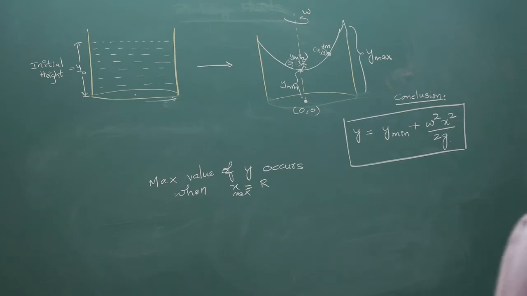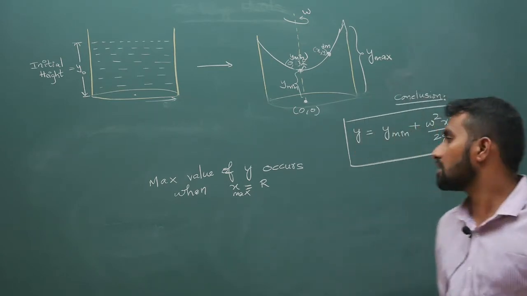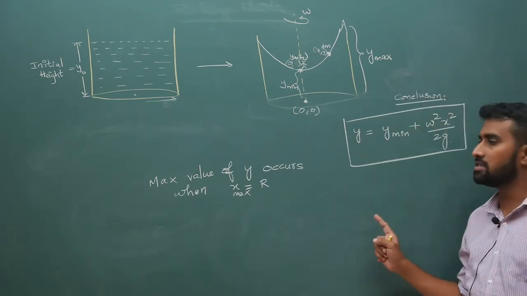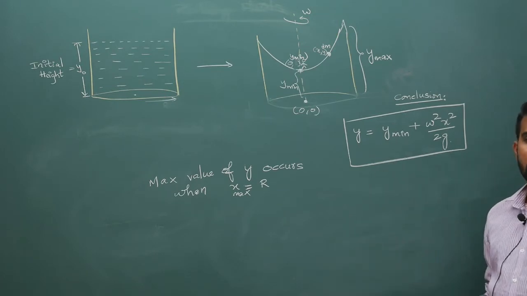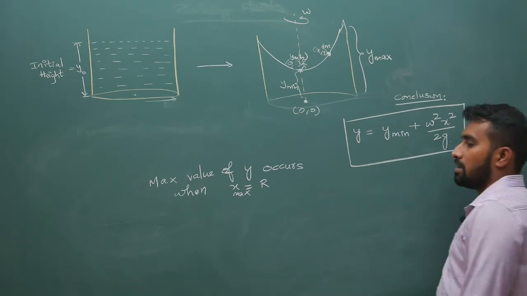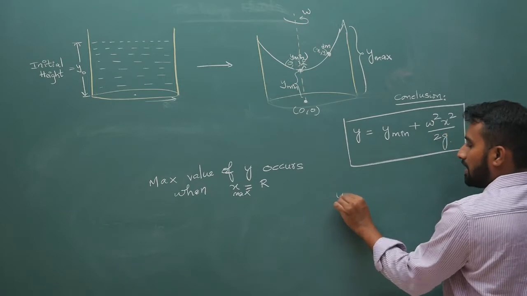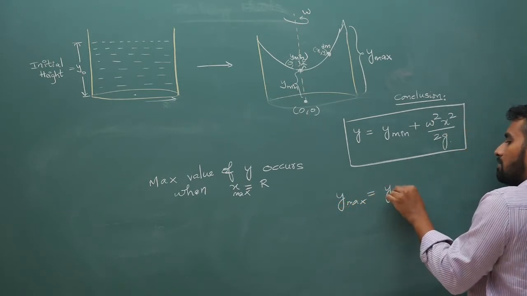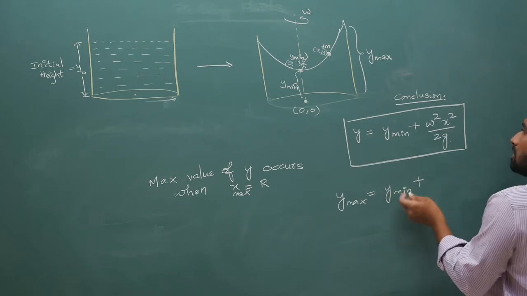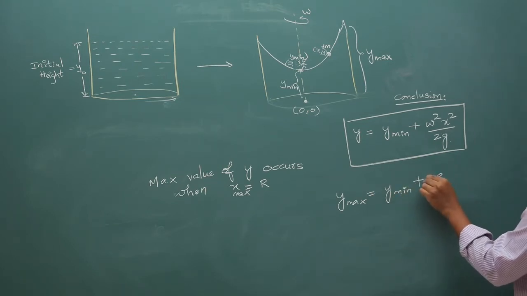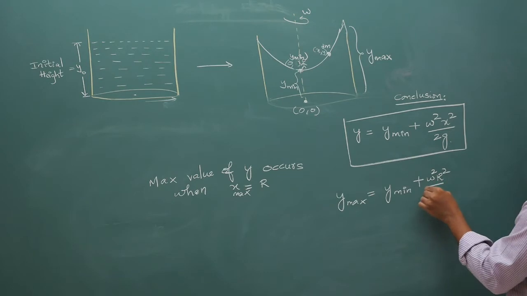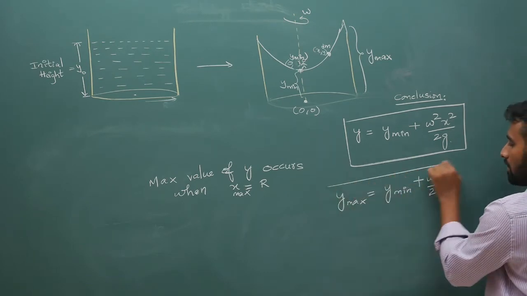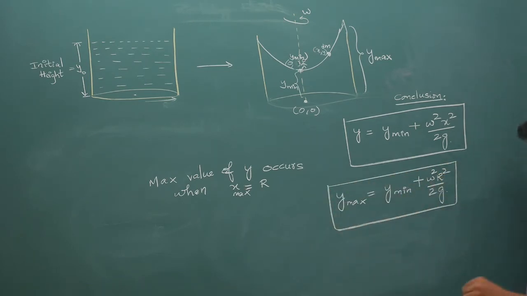Okay, so what is my point? Your x, if it is equal to r, it will be maximum. If it is greater, then liquid will start spilling out. So your y max is y min plus omega square r square by 2g. Okay, this is another important relation.